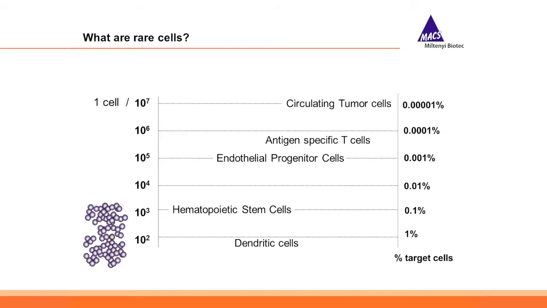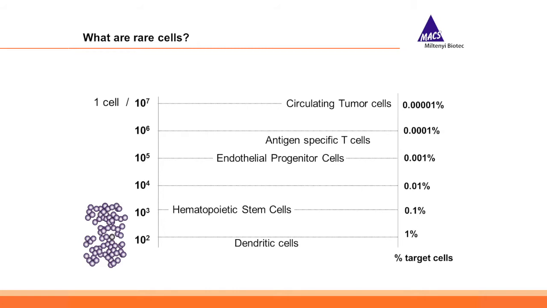Then in human blood, you have hematopoietic stem cells. They have a frequency of 0.1%, which resembles one cell in 10 to the 3 total cells. A very rare cell are, for example, endothelial progenitor cells, which have a frequency of 0.001% or one cell in 100,000. And in the immune system, antigen-specific T cells are usually found in small numbers in peripheral blood. This is one cell in around 100,000 to 1 million cells, which resembles a frequency between 0.001 and 0.0001%.